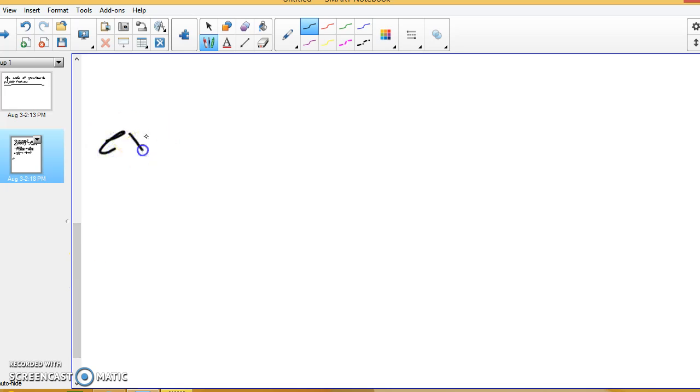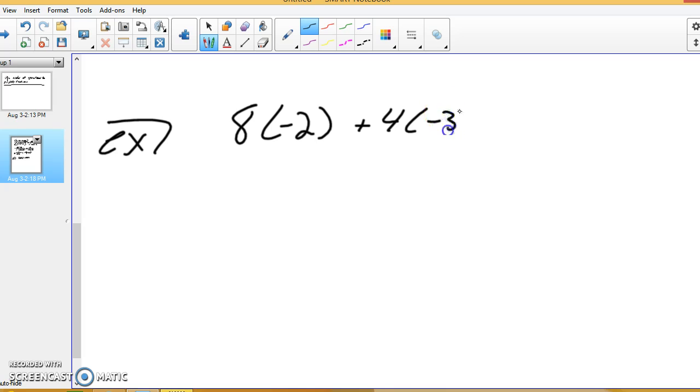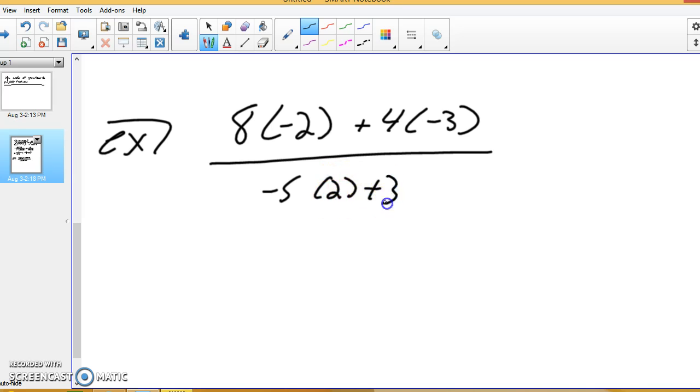So let's simplify the expression (8 multiplied by a negative 2 plus 4 multiplied by a negative 3) all over (negative 5 multiplied by 2 plus 3). I'll let you guys work on that right now.